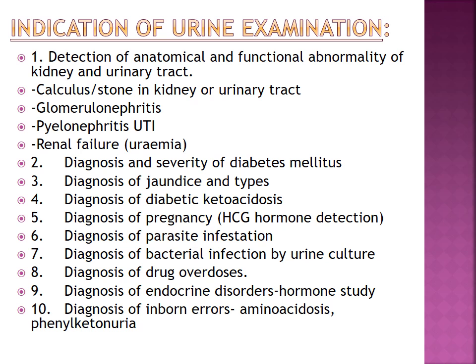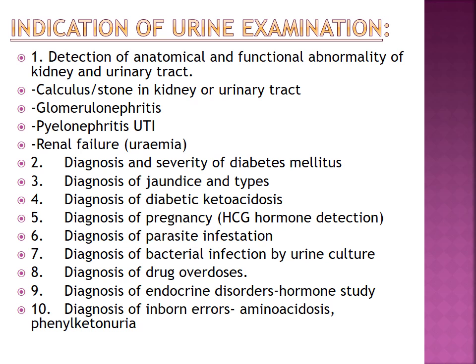Then from urine examination we can diagnose multiple diseases. From sugar we can diagnose diabetes mellitus. By doing the bile salt and bile pigment tests we can diagnose jaundice and differentiate jaundice into different types. Then diagnosis of diabetic ketoacidosis from the urine ketones. Then the hormone HCG is secreted in the urine, and diagnosis of pregnancy can be done by determination of HCG, that is human chorionic gonadotropin hormone. Then we can see parasite infection in urine microscopy, or bacterial infection by urine culture.